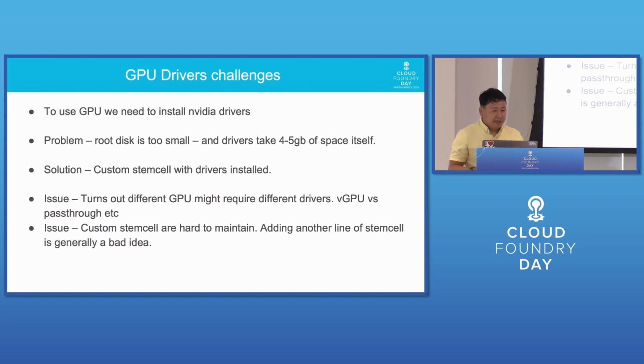So what's next? Getting the GPU drivers. There were a lot of challenges that came with this. We need to install the drivers for the machine, but our stemcells historically have a small root disk. So when you try to install any of the drivers, it takes too much space and you can't. My first thought was, what if I built a custom stemcell with the drivers installed? I got that working on GCP, and then I moved to vSphere. Turns out it doesn't work for vGPUs. The same drivers don't work.